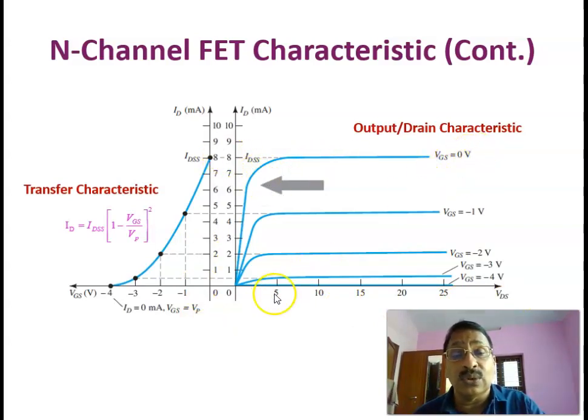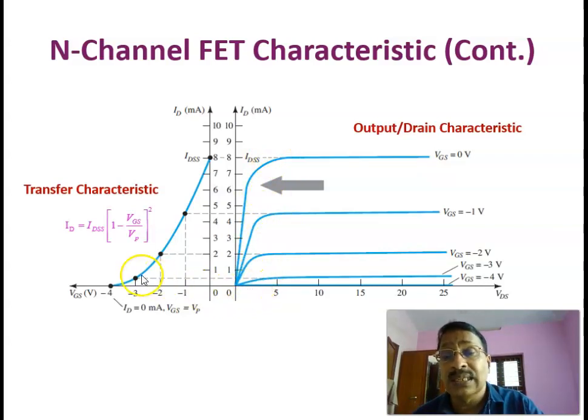Corresponding to VGS equal to 0, as VDS increases, the current increases linearly in this ohmic region, and then it gets saturated. As you change VGS, say I put VGS equal to -1 volt, that again changes linearly and gets saturated before this voltage. For example, if this is 4 volt, this will become 3 volt, this will become 2 volt, this will become 1 volt, like that.